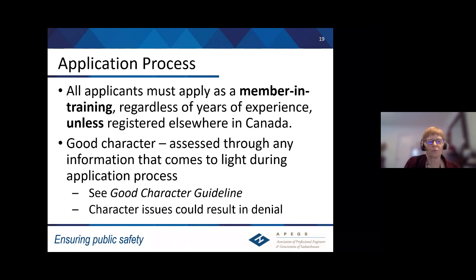In addition to assessing your academic qualifications, we will also be concerned about your character. We don't explicitly test for good character, but if anything arises through the process of getting licensed that suggests there may be an issue with good character, we would investigate that. And if it turns out that there are some issues, it might be a reason for your application to be denied. You can find our good character guideline on our website.